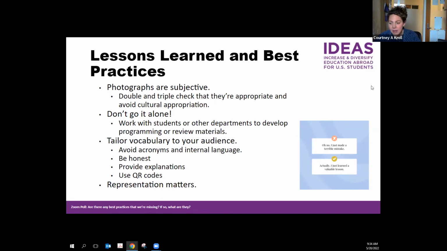Okay, so final Zoom poll. Cindy, if you wouldn't mind initiating that poll. Again, this session is really meant to be collaborative, and selfishly, I want to hear from y'all. So please, are there best practices that we're missing? If so, what are they? Looking forward to hearing what y'all have to say.